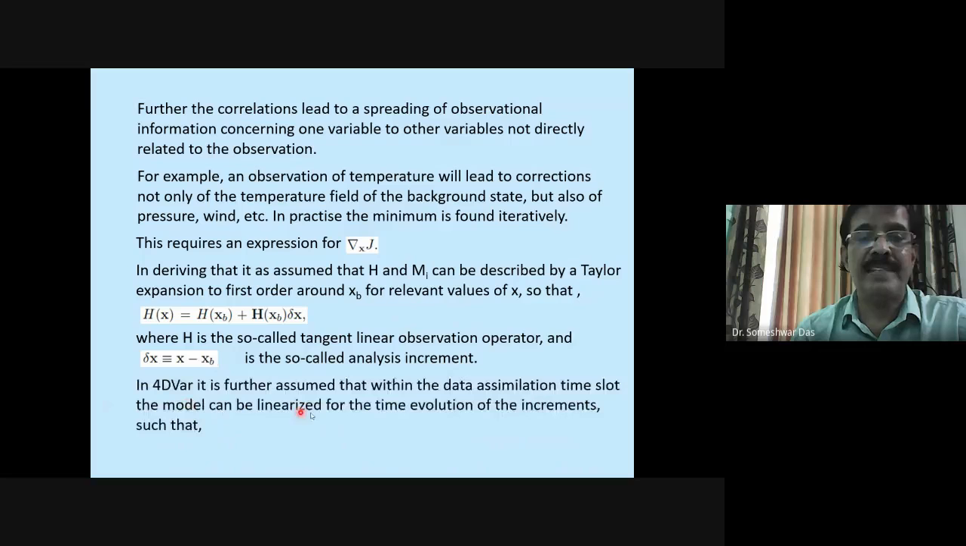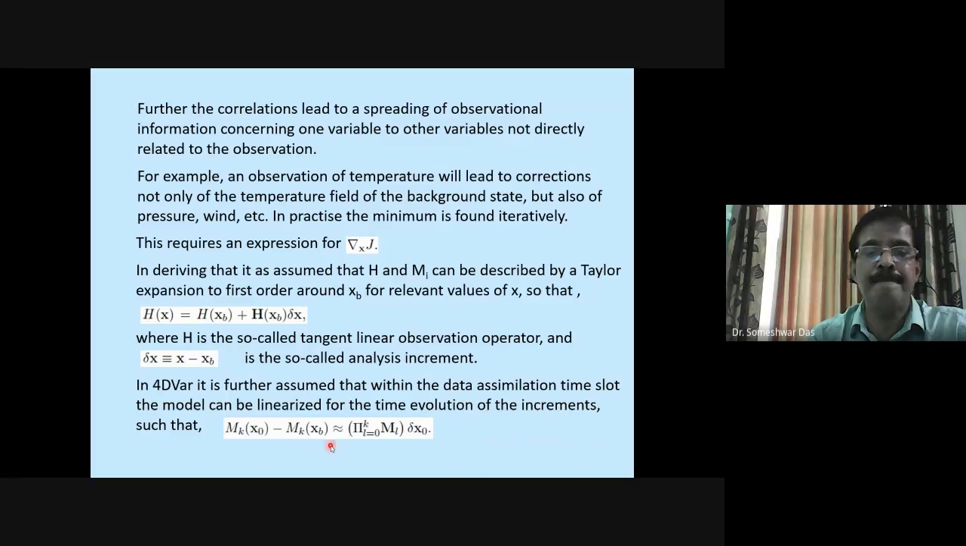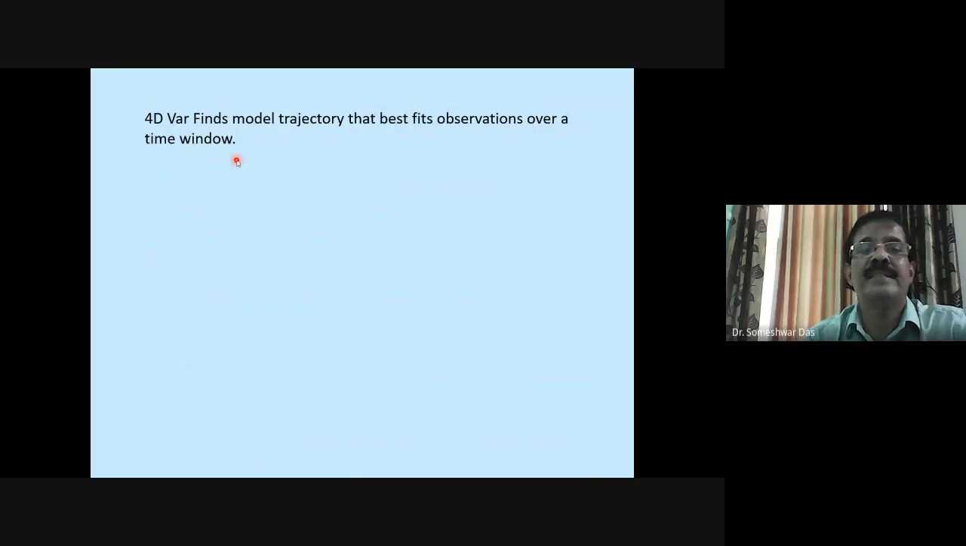In 4D VAR, it is further assumed that within the data assimilation time slot, the model can be linearized for the time evolution of the increments, such that mkxo minus mkxb, where this is the observation and this is the background field, is approximately equal to the sum of ml, where L is equal to 0 to K, all the observation times delta xj, delta x0. The 4D VAR finds the model trajectory that best fits observations over a time window.